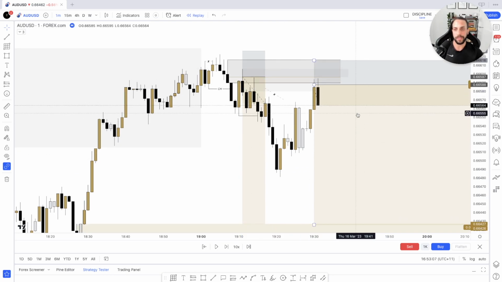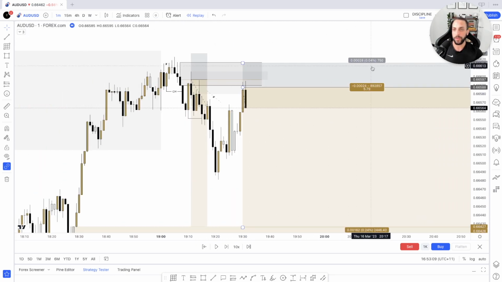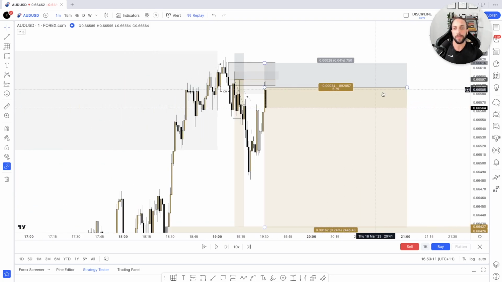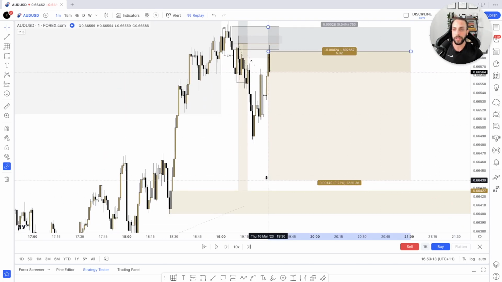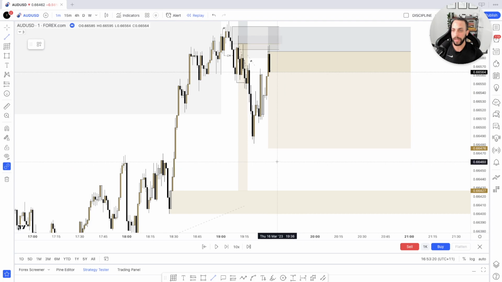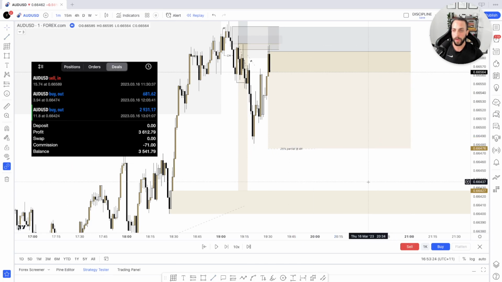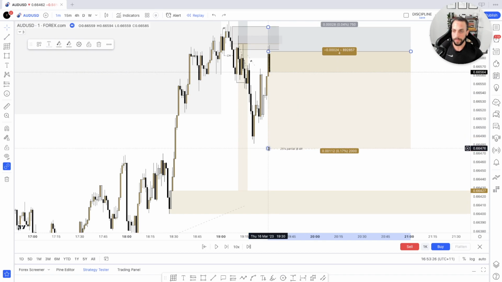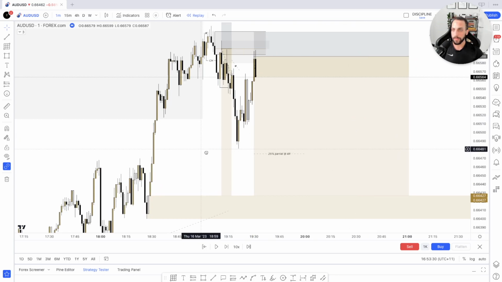So I did not take this one. I did take this one here. And this was with a 2.8 pip stop loss after spreads. And so I'll just see where 4 hours. Again, you can see the partial taken in the MT5 slip here. And then overall TP was there at 27.